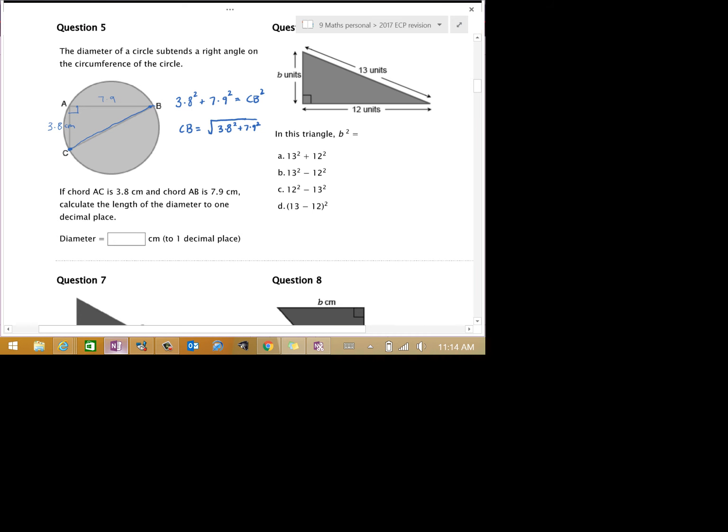Now if we have a look at here, it's to 1 decimal place. So 8.76, what would that be to 1 decimal place? 8.8 centimetres. It's question 5. Now quite a few of you were getting answers which were less than the other two sides. Remember that the hypotenuse has to be the longer of the three sides. So if you've got an answer which is less, then you might have done something wrong.